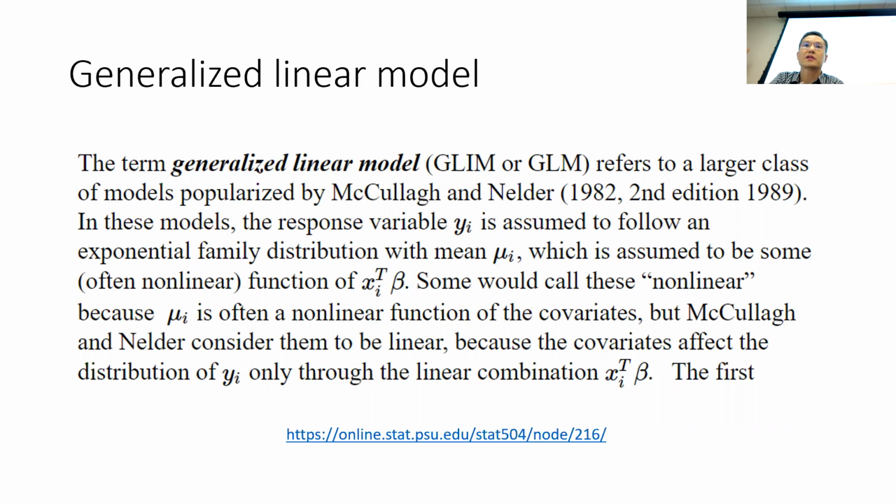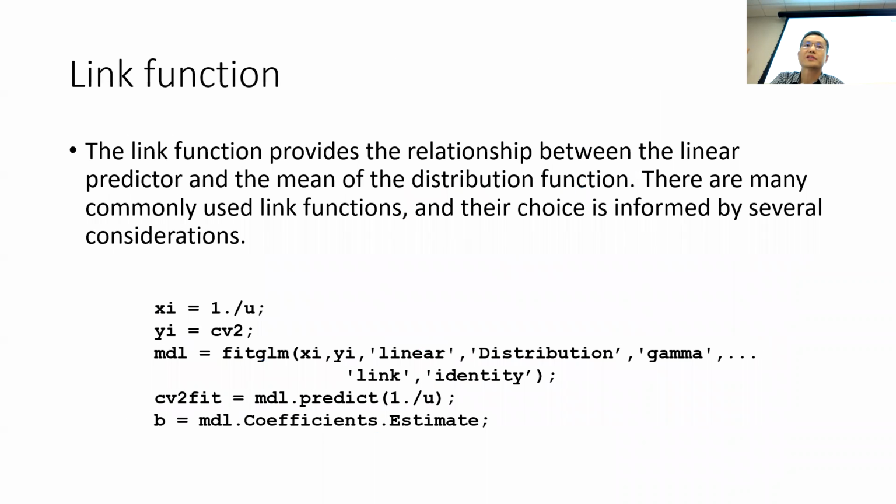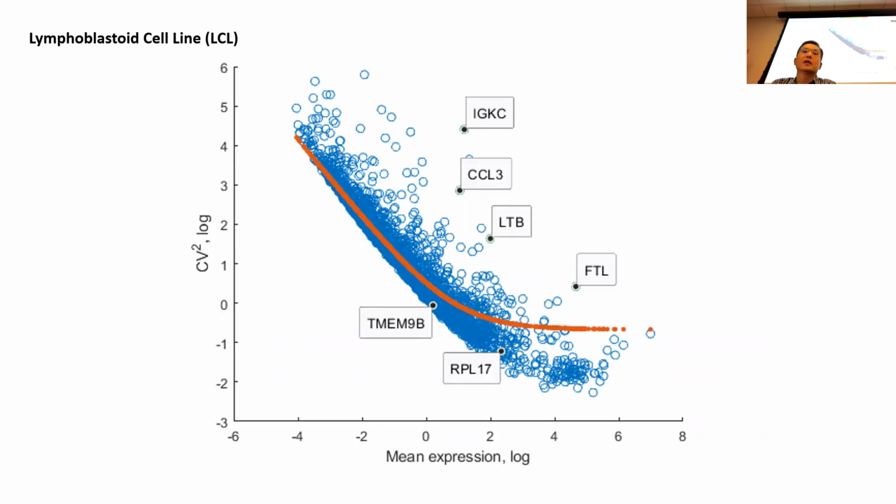And you can fit that curve using generalized linear model, and there are some procedures we can use, because the link functions will allow you to model this curve. Okay, so we use generalized linear model. We use a correct link function to model this distribution to fit this relationship.